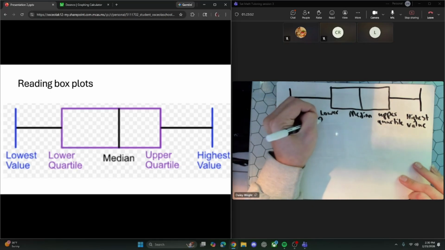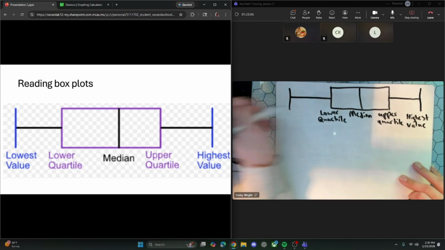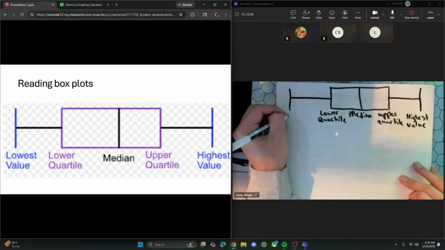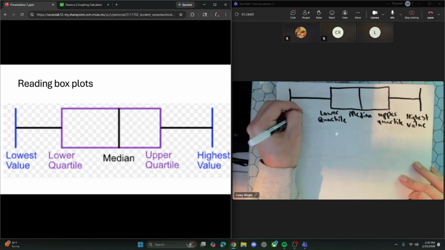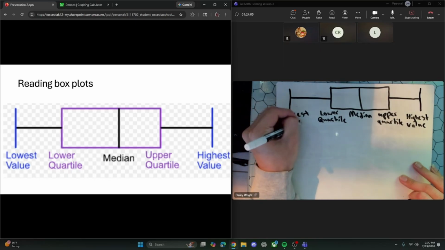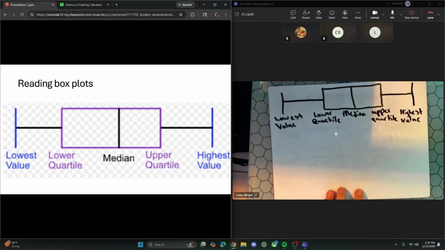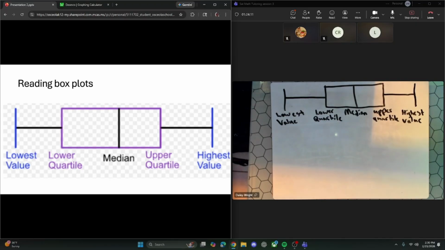I always get the middle part confused, thinking about whether it's the mean or the median. But yeah, they're decently important to remember. I'll have that up there. Handwriting's not the best, but here we go.